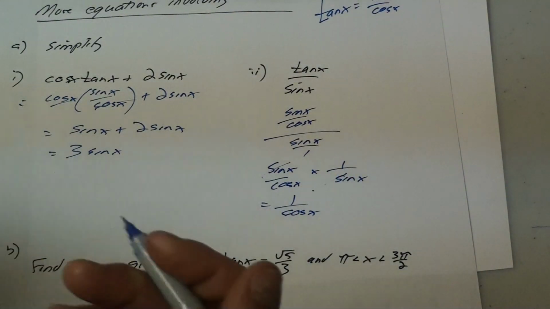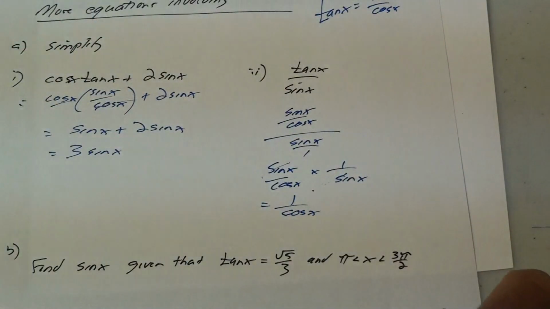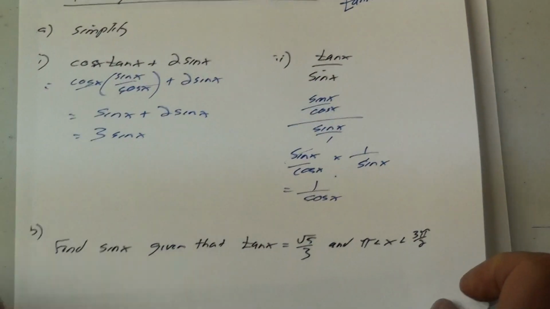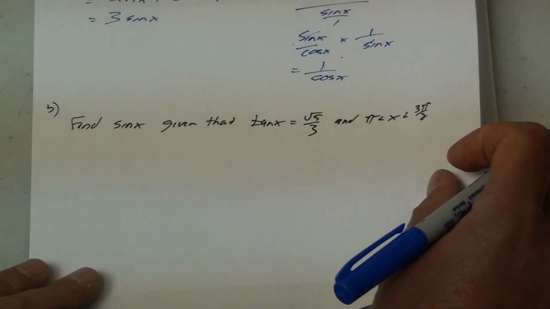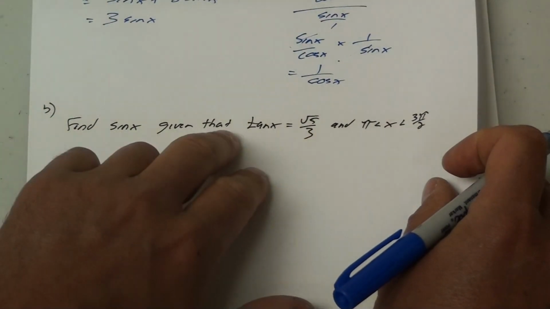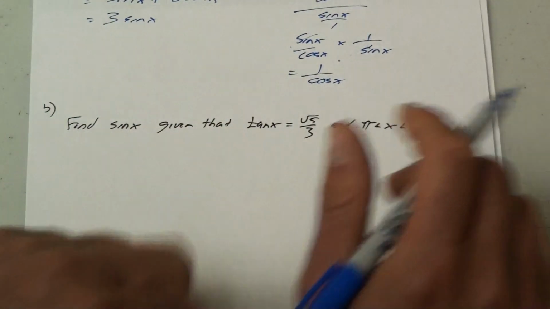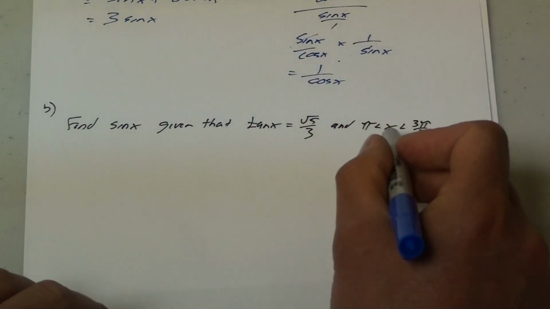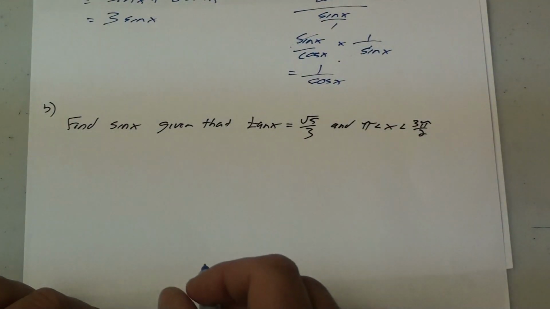Okay, if you know about reciprocal functions, you might want to go further. But if you don't, that's fine. Okay, and the last one: find sine x given that tan x equals square root of 5 over 3, and x is between 180 and 270 degrees.